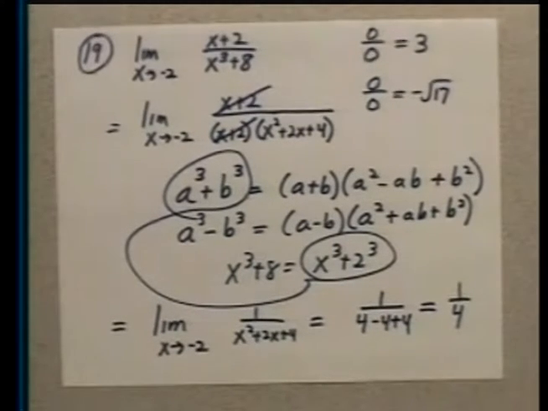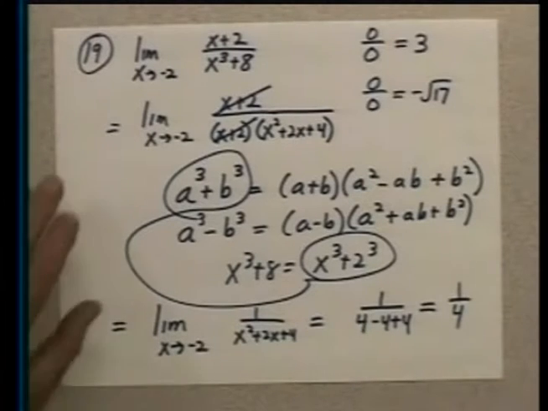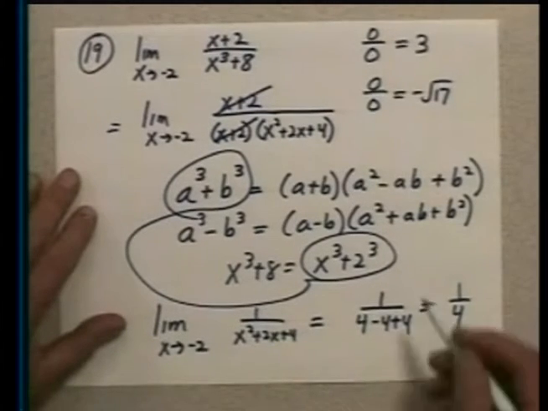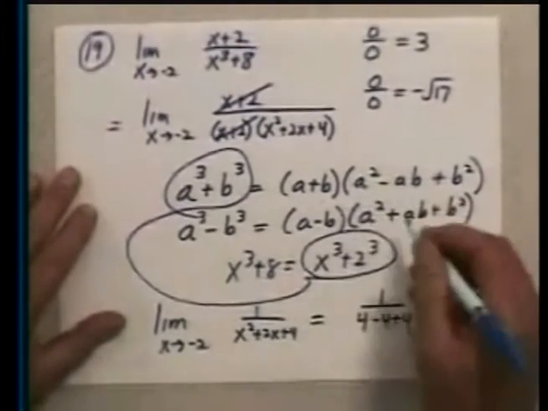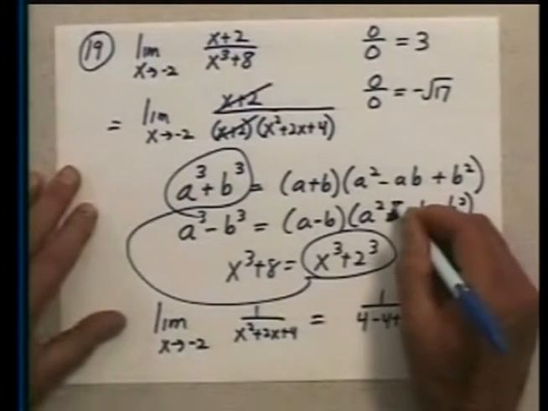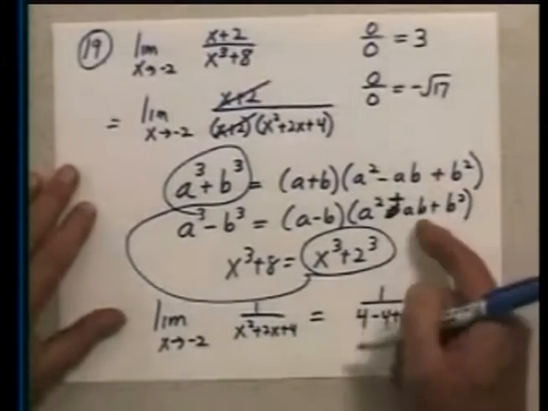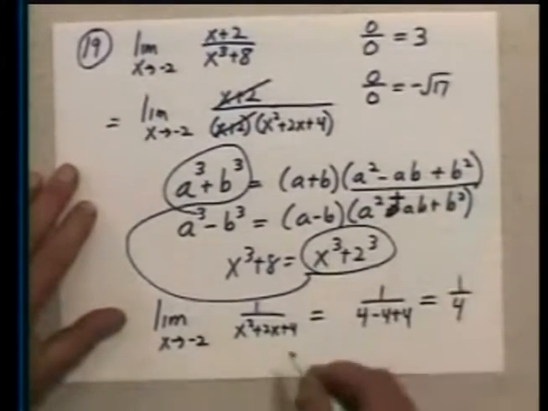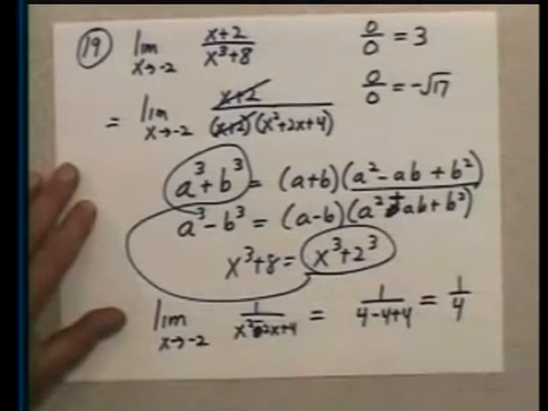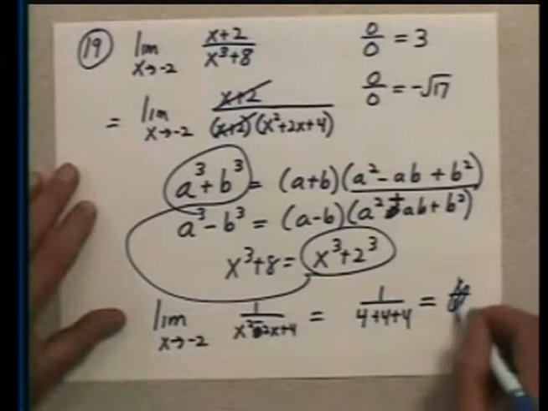Wait, excuse me? Bob, yes. The answer is 1/12. You wrote 1/4. It is? Oh, that's because I copied the wrong one. I used the second one and I was supposed to use this one, so this is a minus, which makes this plus, which makes it 1/12.